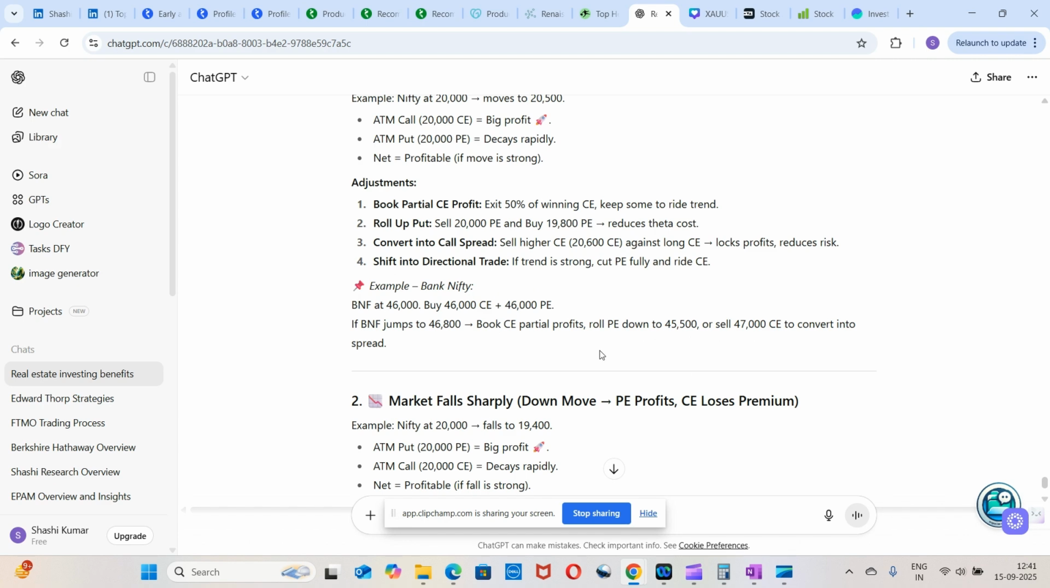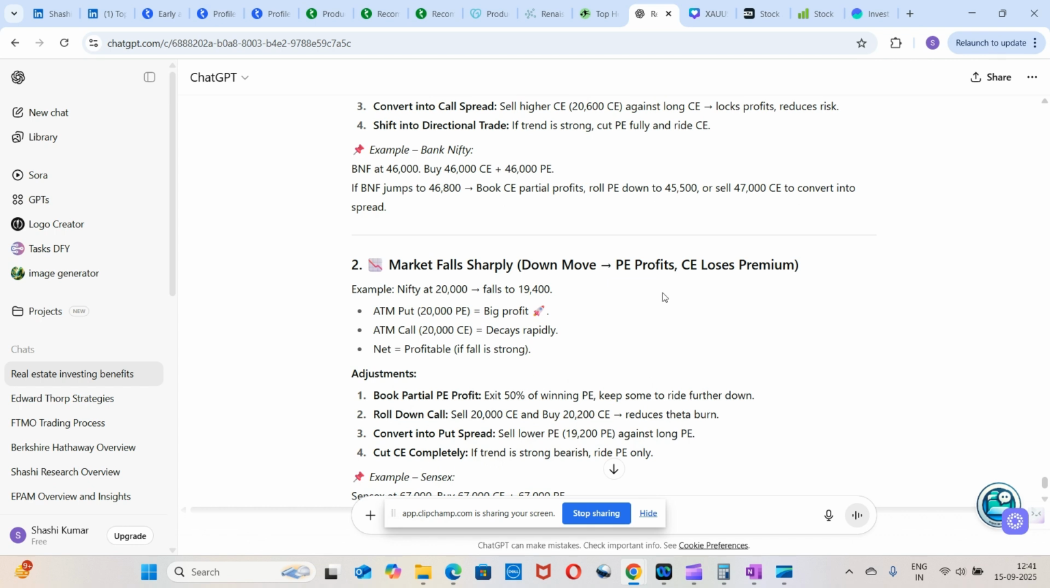Okay, so the market falls sharply. Same thing here. A sharp down move is there here. So PE will profit. CE will lose here. So for example, Nifty is at 20,000. It fell to 19,400. Then your PE will be in big profit. CE will decay. And net you will be profitable. So you book the profit.